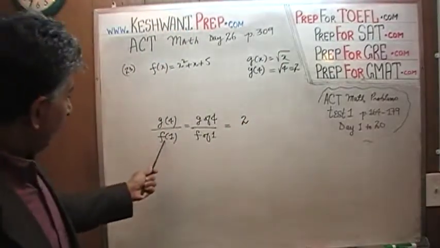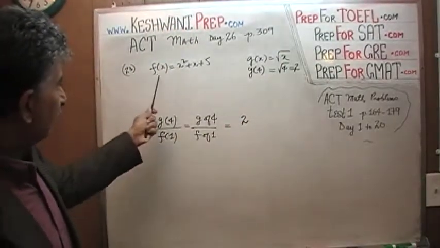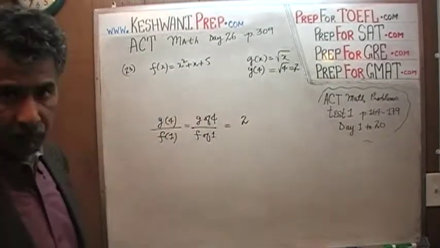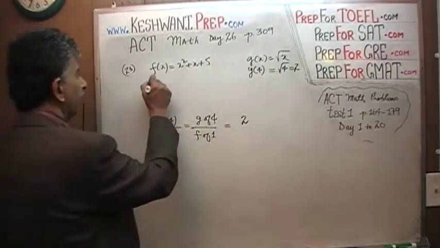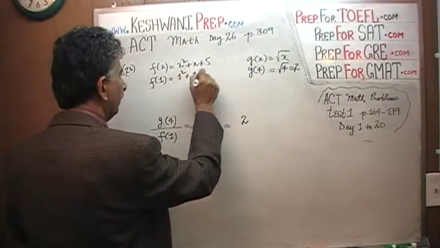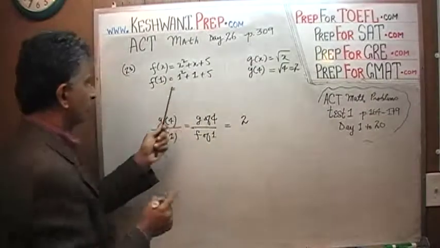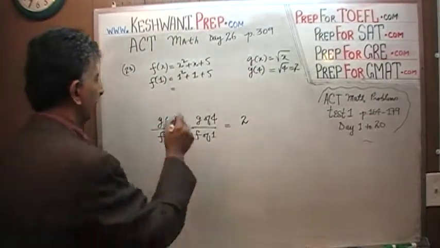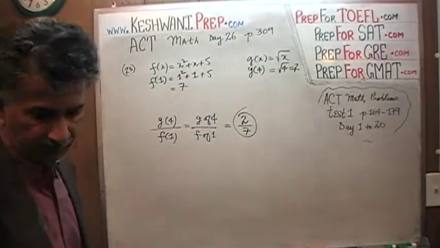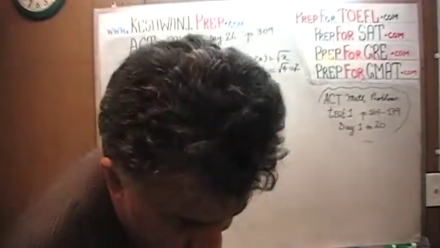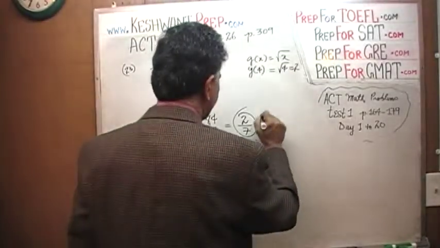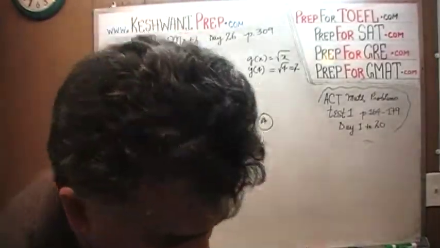Similarly, for f of 1, we simply replace wherever we see x here with 1 and figure out the value of the function. So f of 1 will equal 1 squared plus 1 plus 5. 1 squared plus 1 is 2, 2 plus 5 is 7. That is our answer, 2 over 7, and that happens to be answer choice A. Answer choice A. Next one.